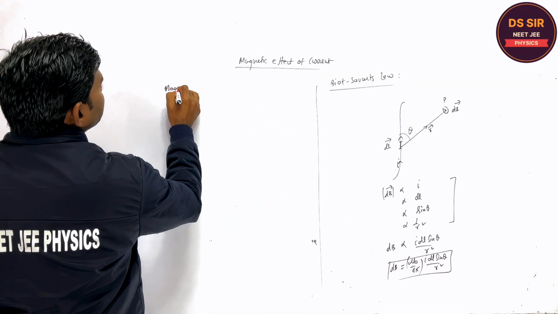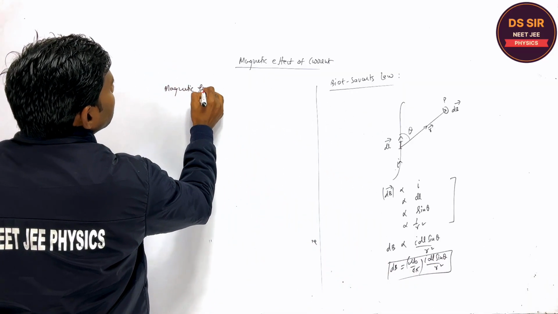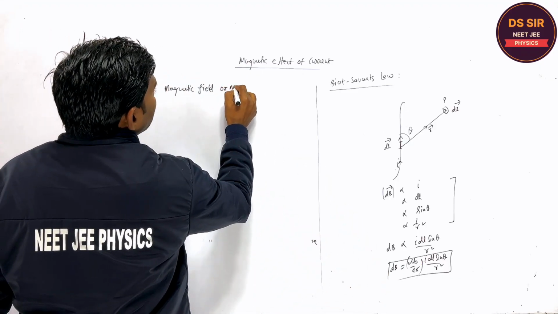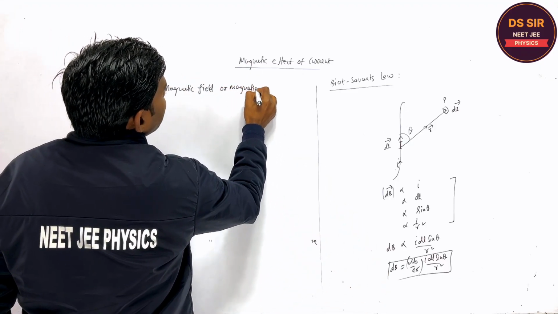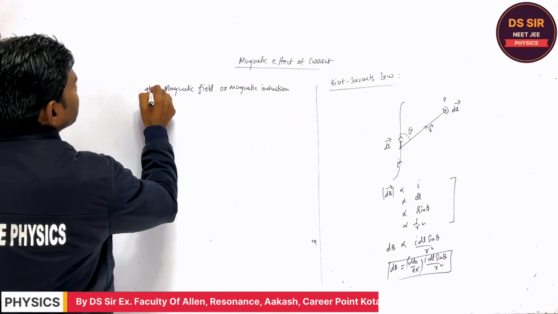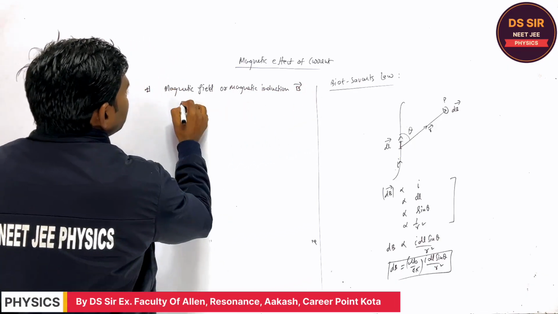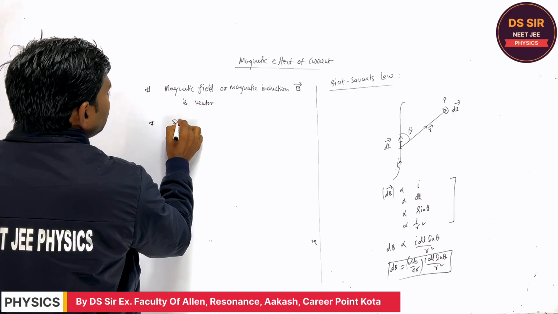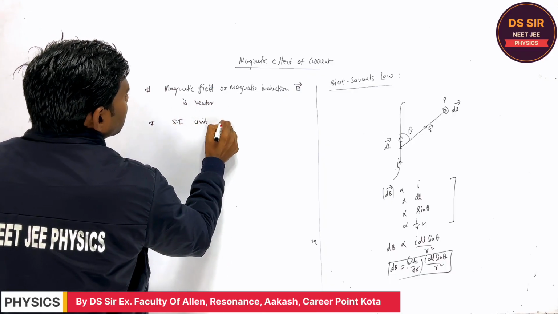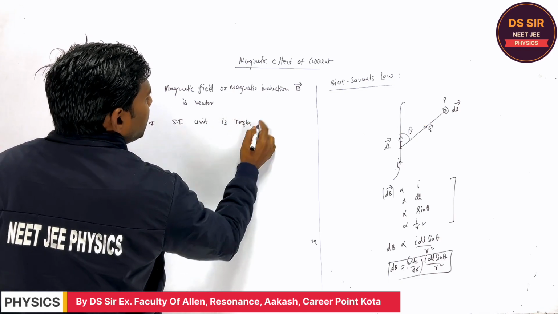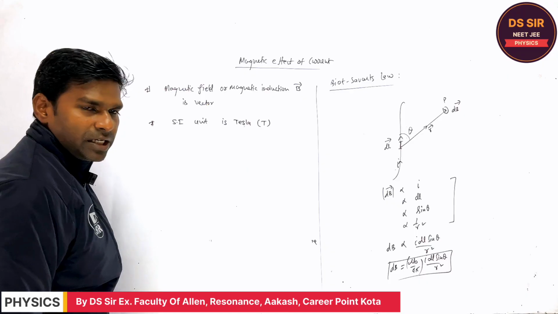Magnetic field, or sometimes it is called magnetic induction, is a vector quantity. Magnetic induction is a vector quantity, and the SI unit is Tesla. Are you getting or not? SI unit is Tesla. Is it clear?